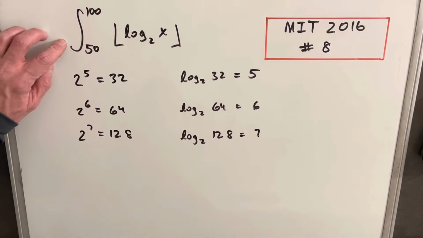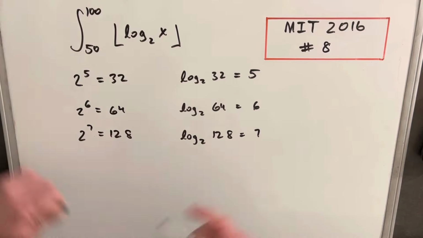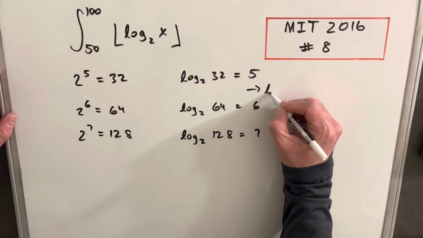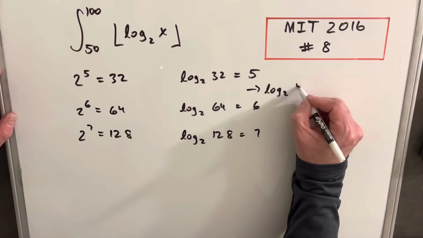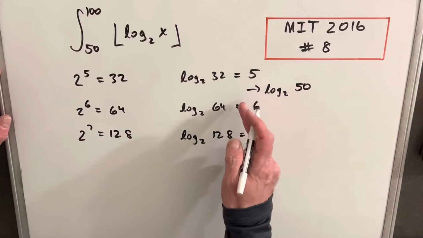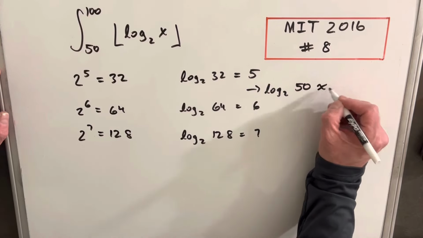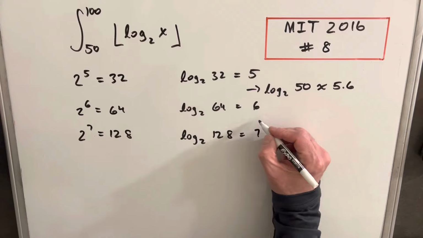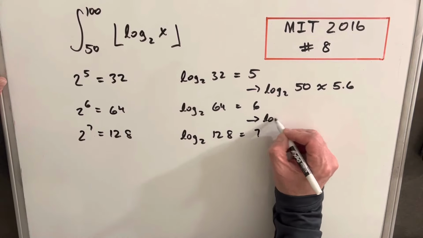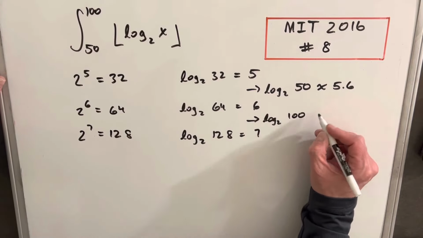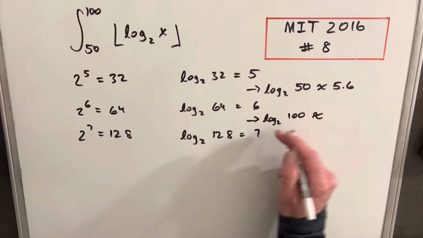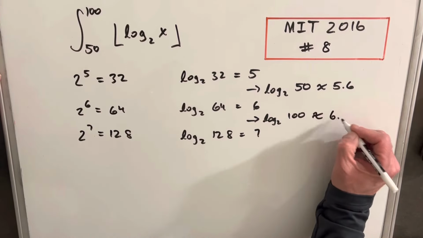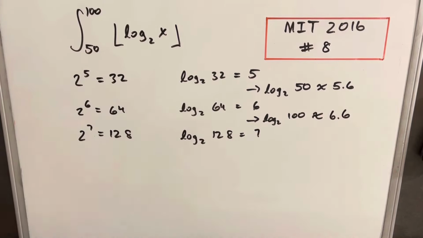Now we're looking at this function from 50 to 100. So let's look at log base 2 of 50. That's going to be between 5 and 6, around, let's just say 5.6. Not too worried about being precise because the floor is going to take care of precision. And then log base 2 of 100 is very similar. It's going to be between 6 and 7, around 6.6.